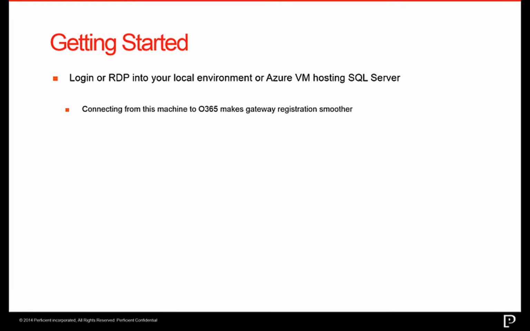So let's get cracking. The first thing you're going to want to do is log in or remote desktop into whatever environment is hosting your SQL Server database. As a side note, connecting to Office 365 directly from this environment makes a few of the gateway registration steps later on a bit smoother.